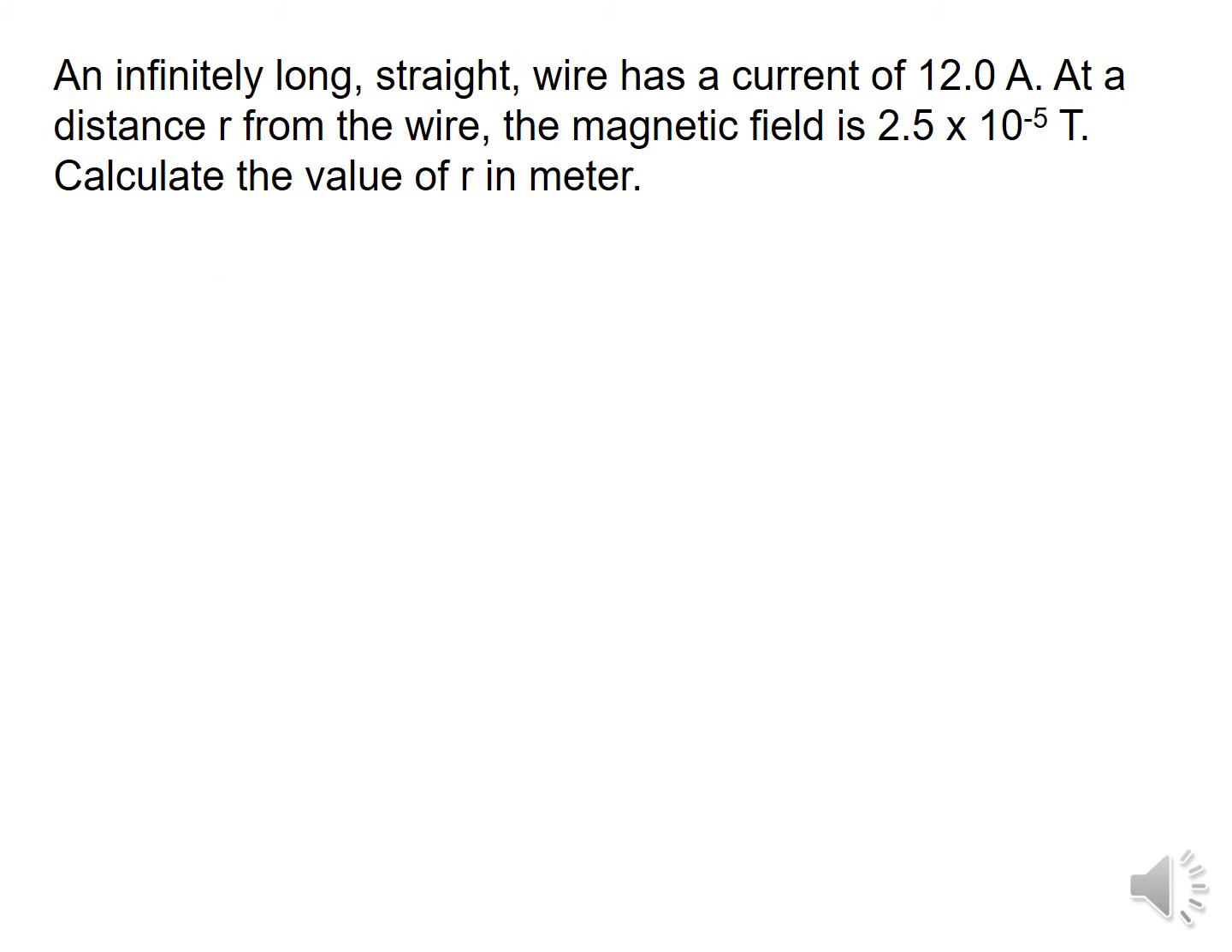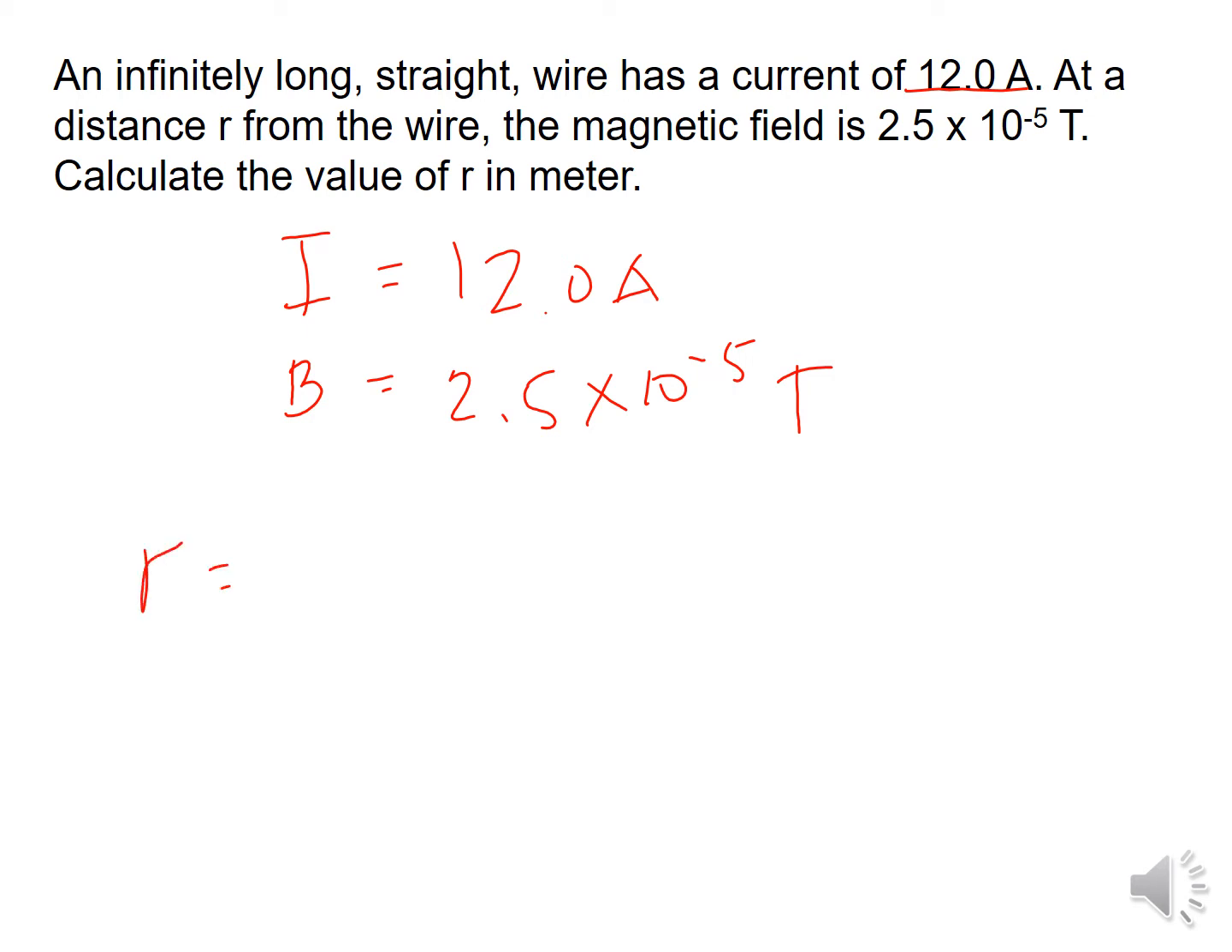So in this problem, this is also about magnetic field in an infinitely long straight wire, in which according to the problem we have the given current. So current is equal to 12.0 ampere. At a distance r from the wire, the magnetic field is 2.5 times 10 to the negative 5 Tesla. So we are asked to compute for the value of r in meter. So that's the distance. So to derive the formula, r is simply permeability multiplied by current divided by 2 pi multiplied by magnetic field. So this is the formula to get the distance.